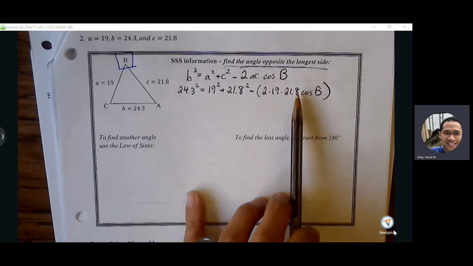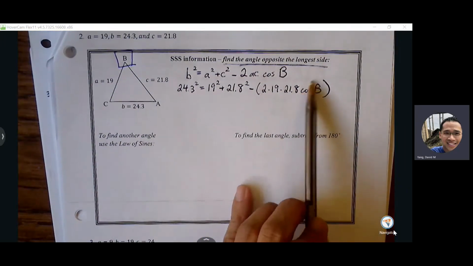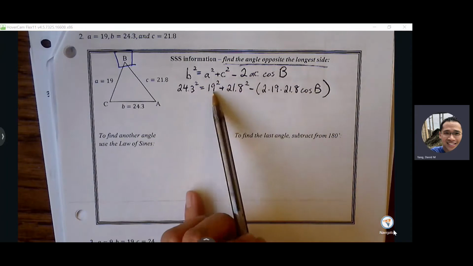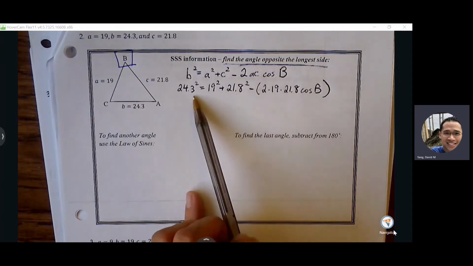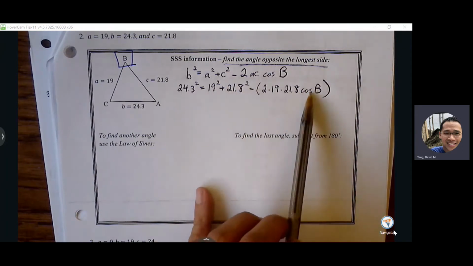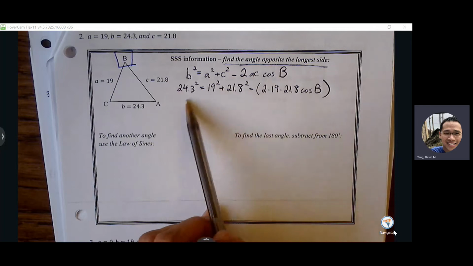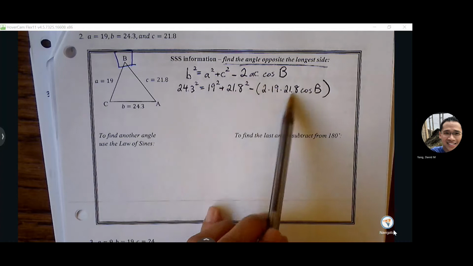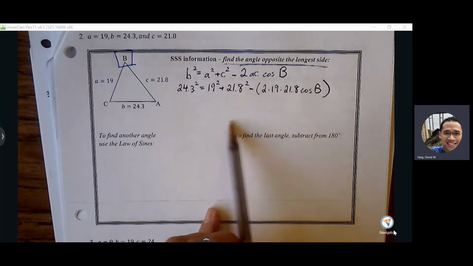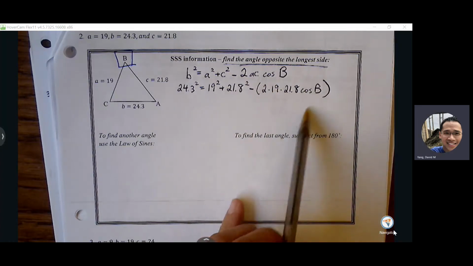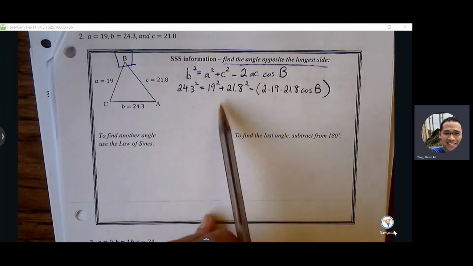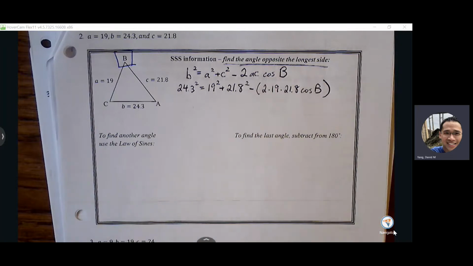Okay, so this is a little bit more moving things around. We're trying to solve for cosine of B, so we're going to have to move things away from that cosine of B one thing at a time, right? So we're going to move that 19 squared, move that 21.8. Once we get all this cleaned up, we're going to have to divide this over, and then we'll have to involve inverse cosine to get that angle B. Okay, so do it one step at a time here.